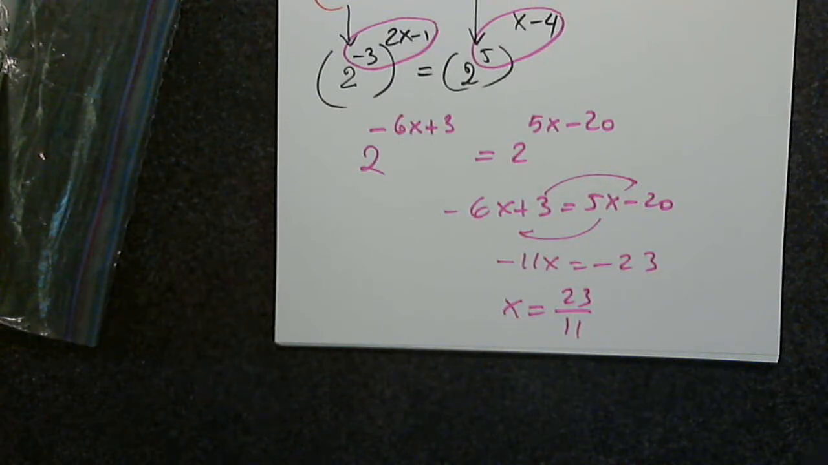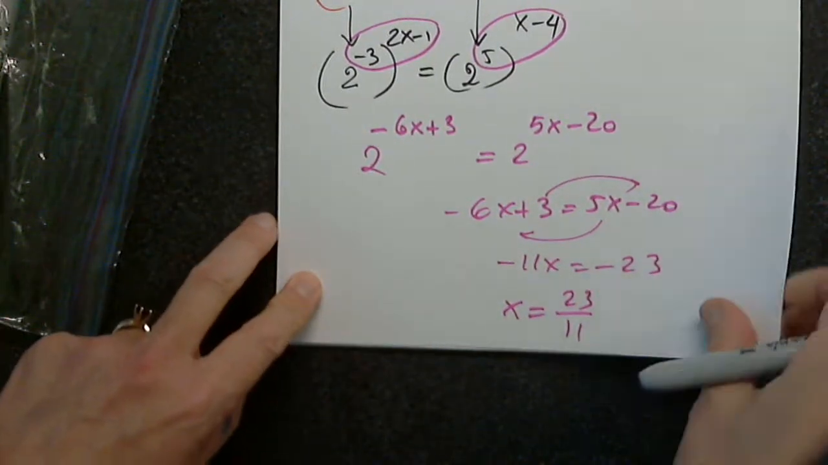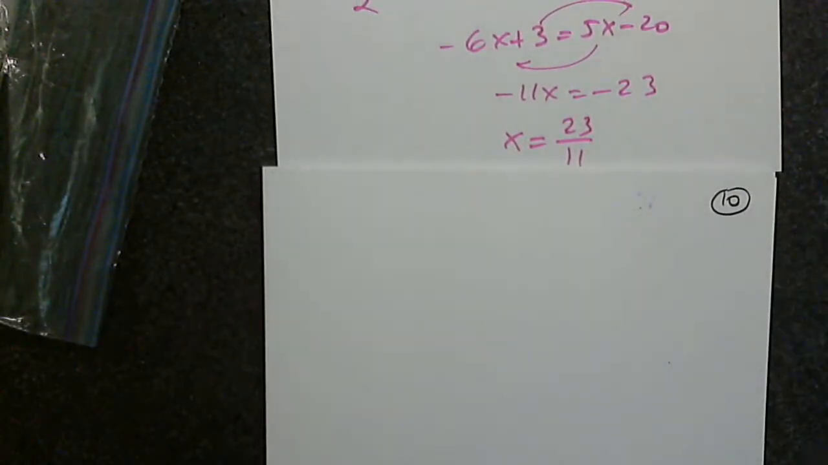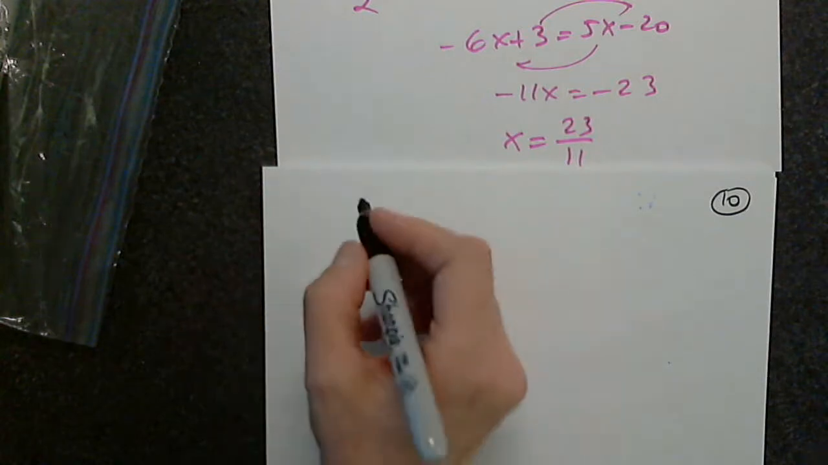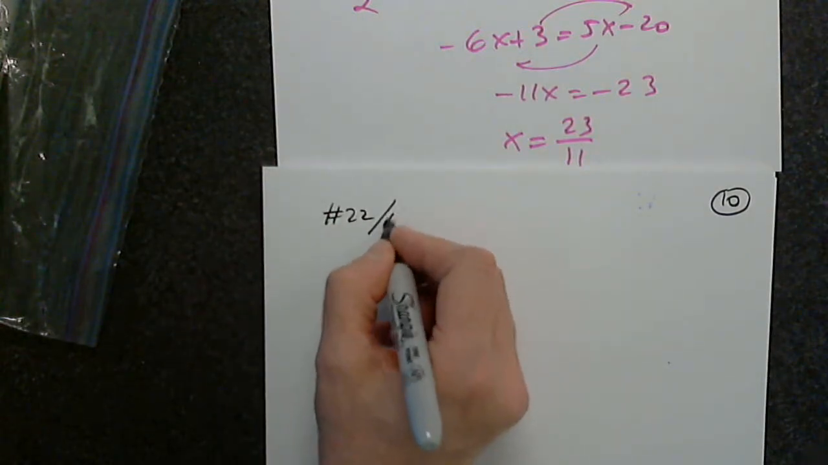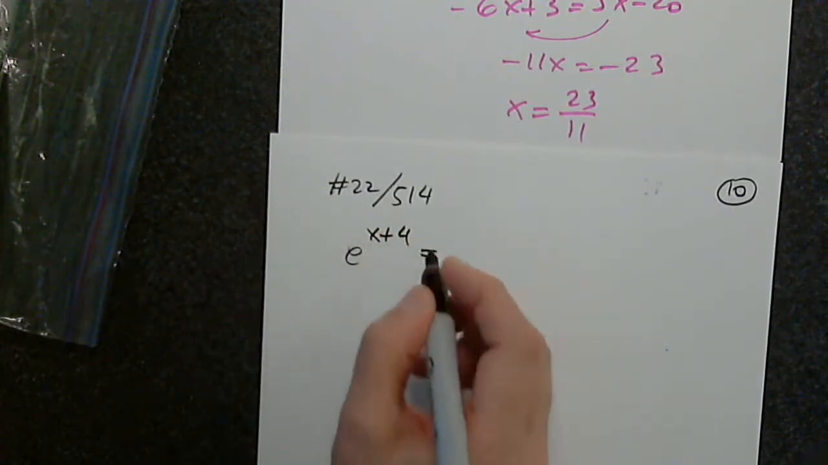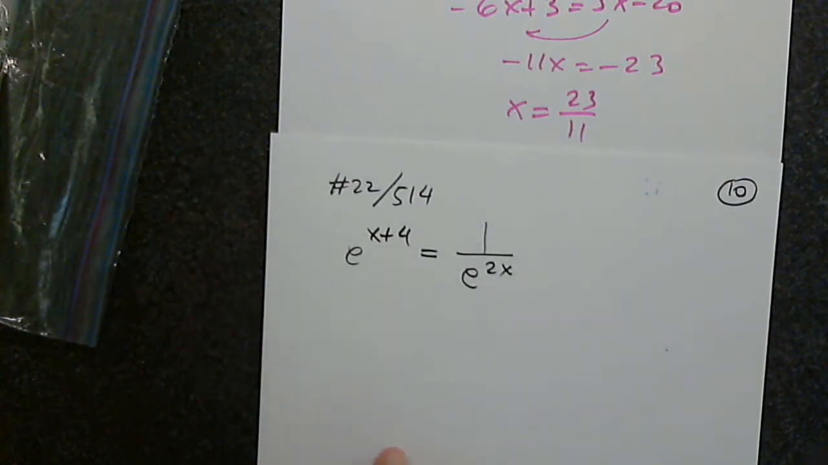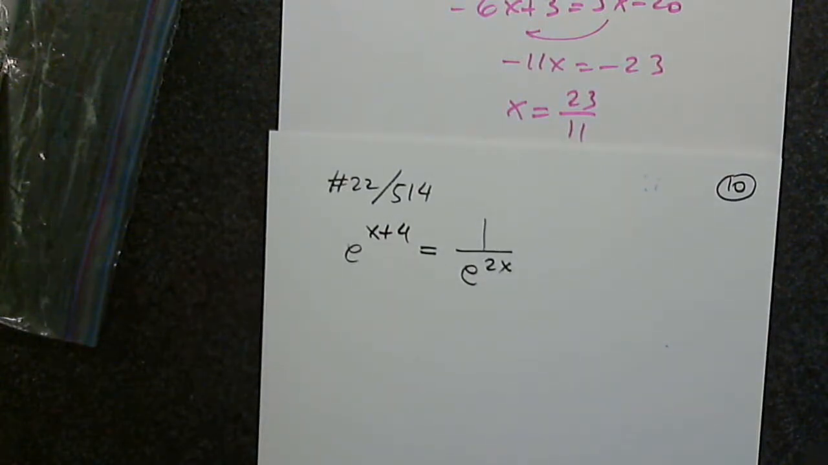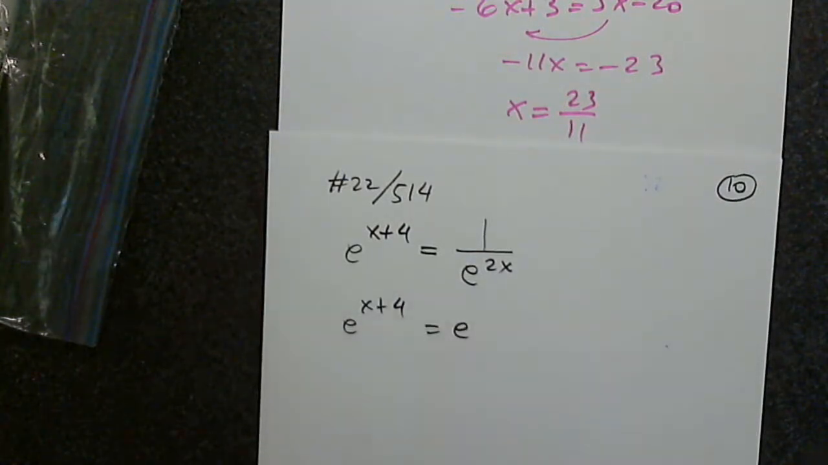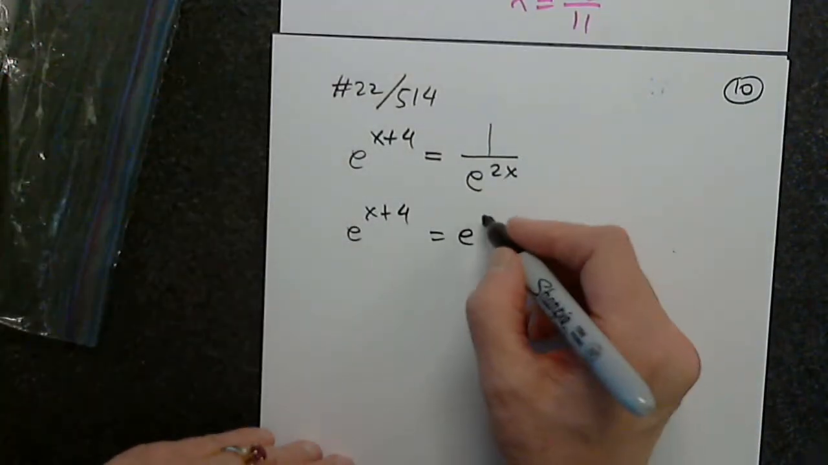Let's look at another nice one and then look at the ones that are not as nice. Any questions? Okay, here's another nice one. e raised to x plus 4 equals 1 over e to 2x. This is still a nice one. What is the base on the left? Can I make the right-hand side with the same base? Which base? Which power? That's it.